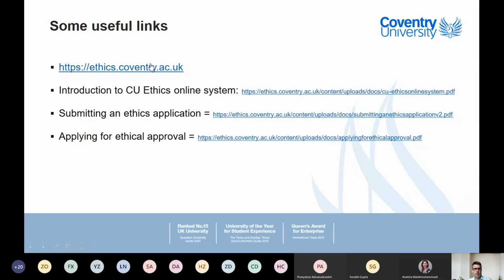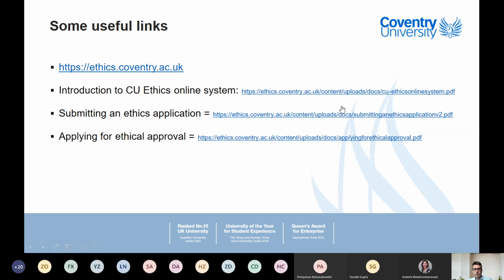The first one here, ethics.coventry.ac.uk, is the link to the system. Okay, so that's where you will create your application. That's where you will see comments and feedback on your application. That's where you will be able to download the certificate saying that you got Ethics approval, etc. On that same link, you see that they all start with the same thing.